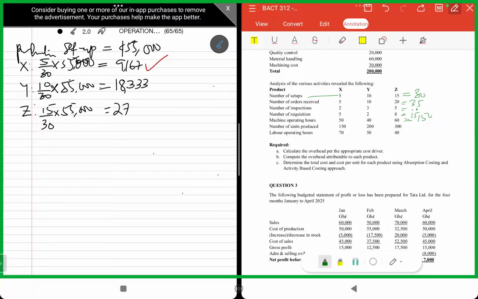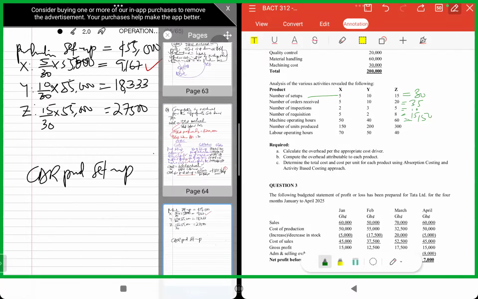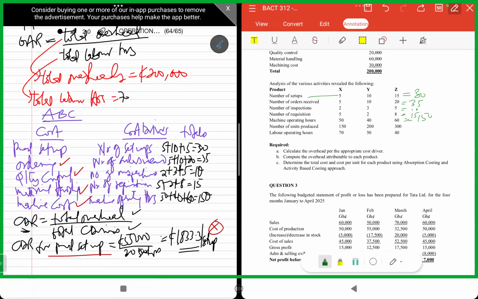Pay attention. What was the CDR for production setup? Yes, what was the CDR for production setup? Madam, isn't that what we just did? No, look here. CDR for production setup is what?